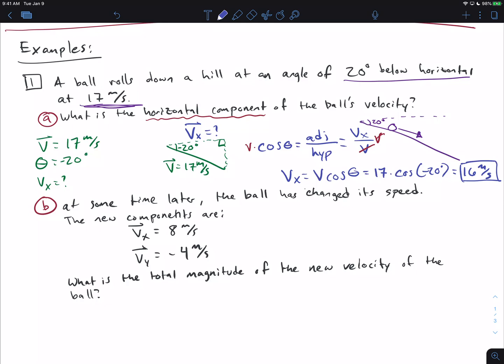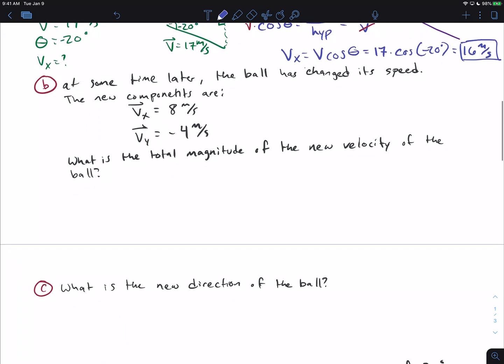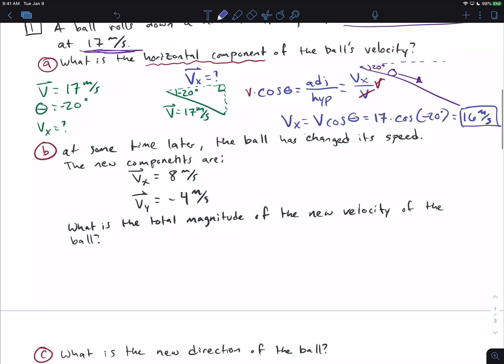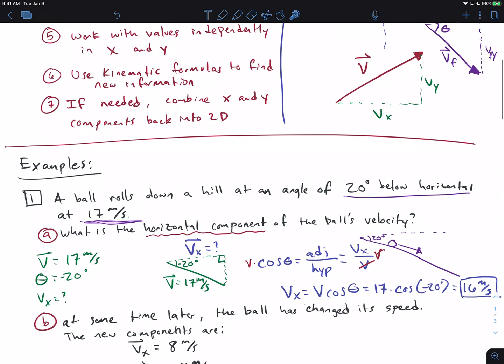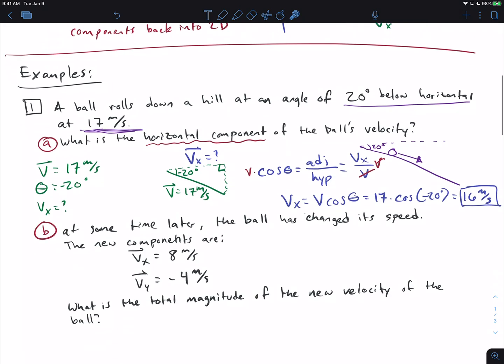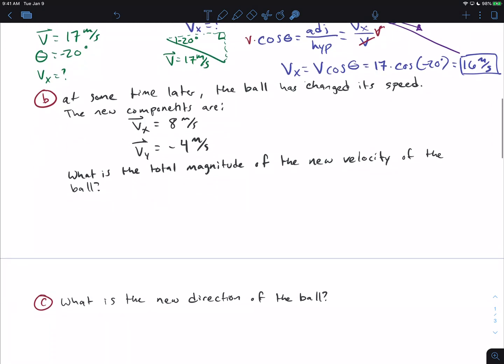Here, this is kind of showing you a little bit of work that we do with vectors. Now, an alternate way to look at this is, what if I give you the components and I ask you for the magnitude and the direction? So this covers one example of what you might do to find a horizontal or vertical component, to split up some vector into its components. But at the end of the problem, where we need to combine x and y components back into 2D, we're going to need to put them back together. So that's what we're going to do here in part B.